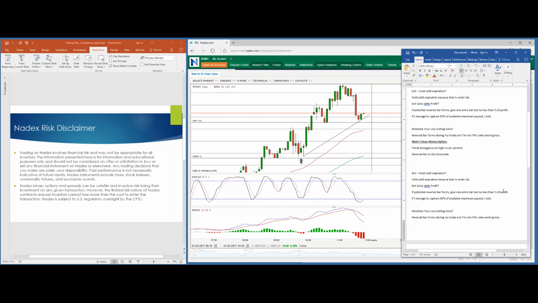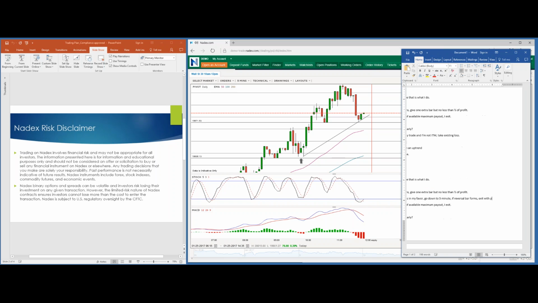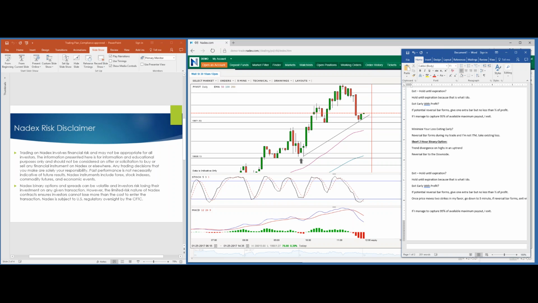Let's see, early exit with profit. You can say once price moves 2 strikes in my favor, go down to 5 minute, because we're using a 15-minute chart. Go down to 5 minute. If reversal bar forms, exit with profits. Does everybody see how I defined that now?